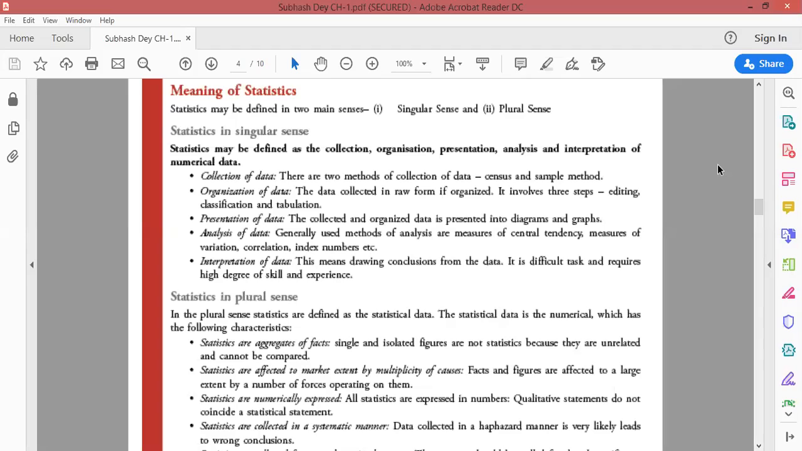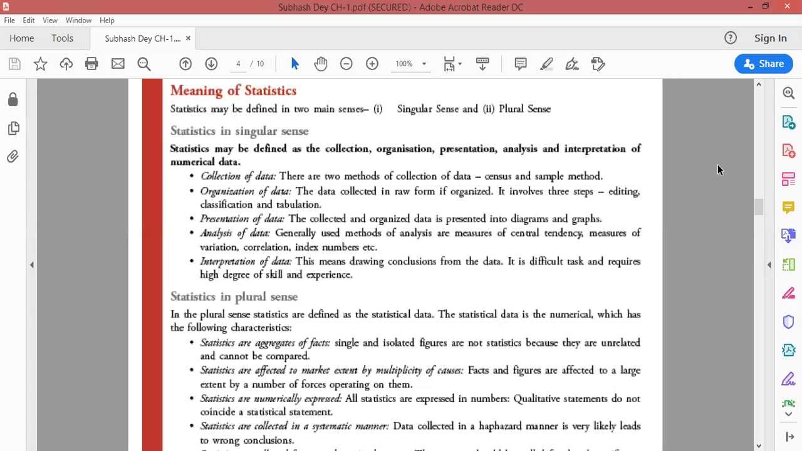You know, after every 10 years, we have a census in India. What is census? Census is basically the population counting. So after every 10 years, we people have the census or the population counting in our country. That population counting is a statistical study.